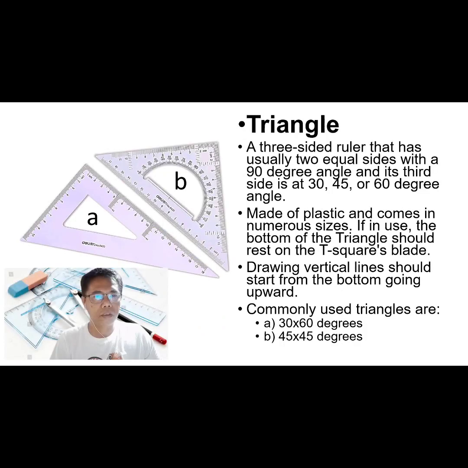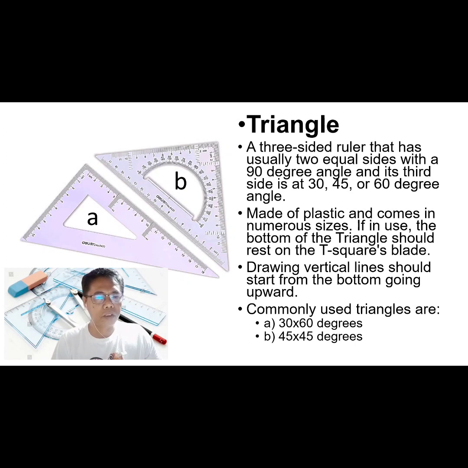Triangle. A three-sided ruler that usually has two equal sides with a 90-degree angle, and its third side is at a 30, 45, or 60-degree angle. Made of plastic and comes in numerous sizes. In use, the bottom of the triangle should rest on the T-square's blade. Drawing vertical lines should start from the bottom moving upward.